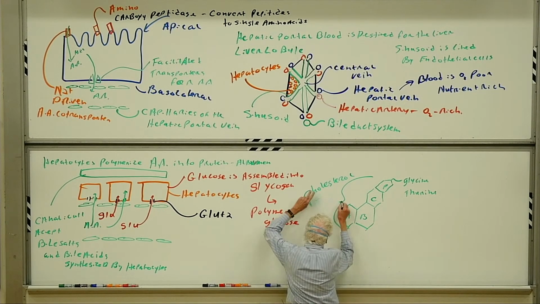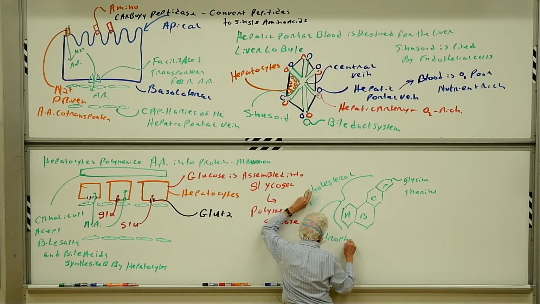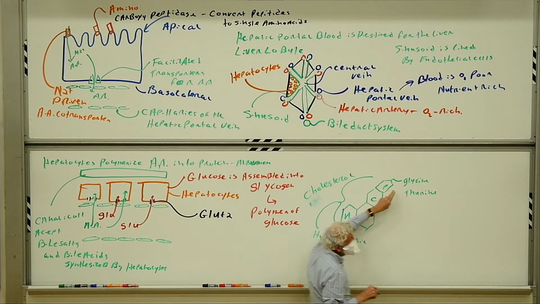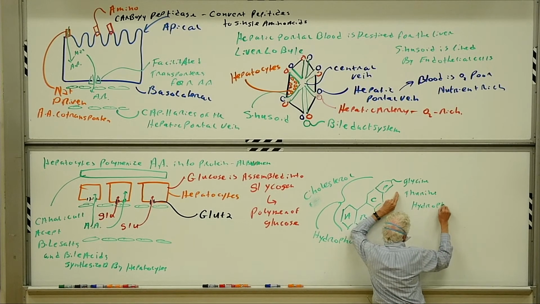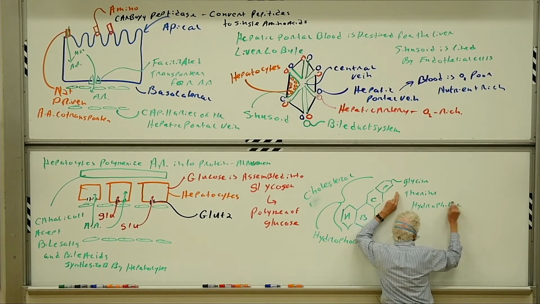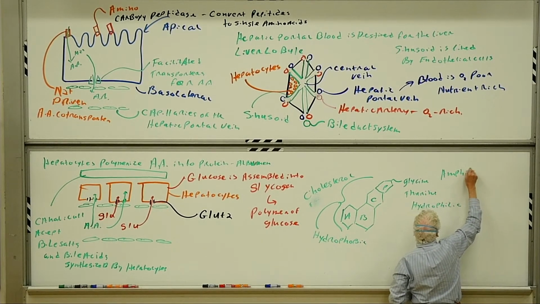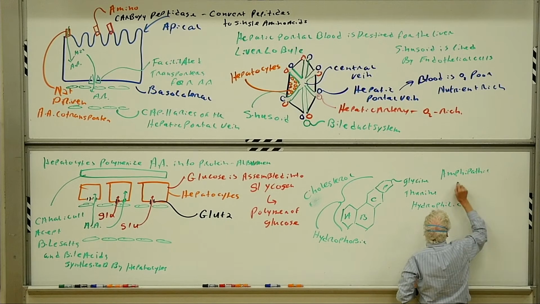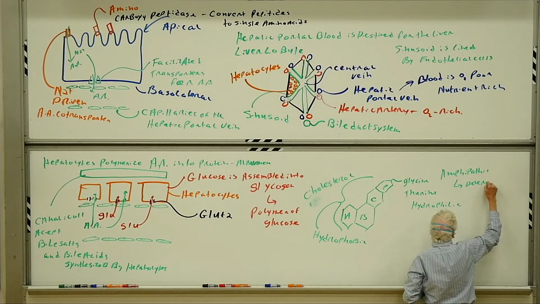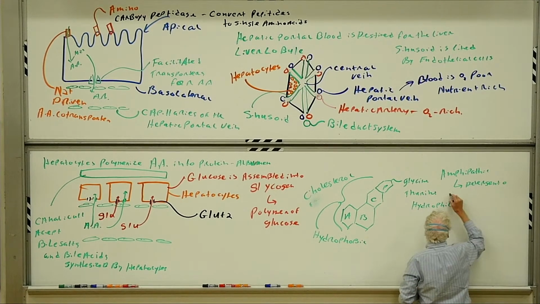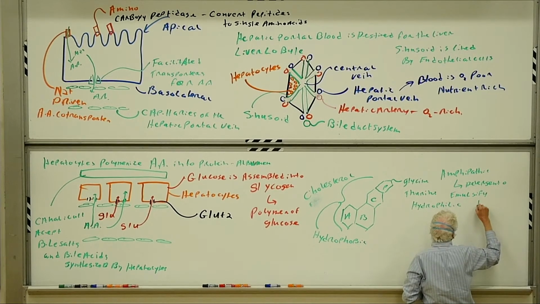So this cholesterol is hydrophobic. This region out here, glycine and taurine, is hydrophilic. So now, taken together, we have a molecule that's amphipathic. And it can serve as a detergent to emulsify fats.